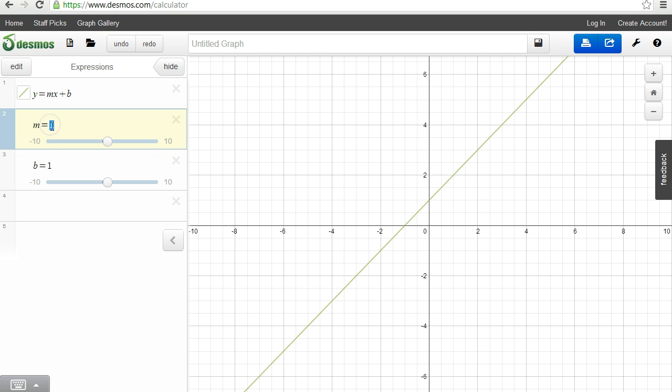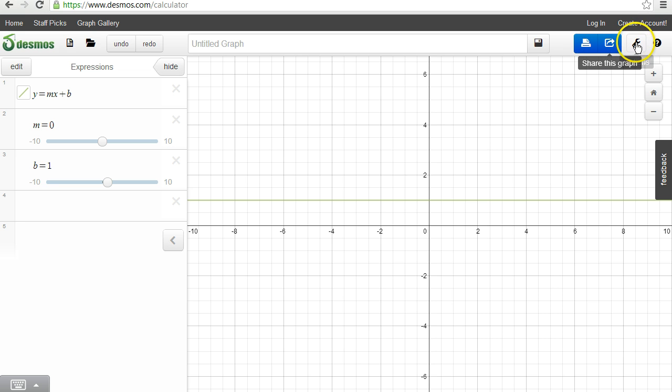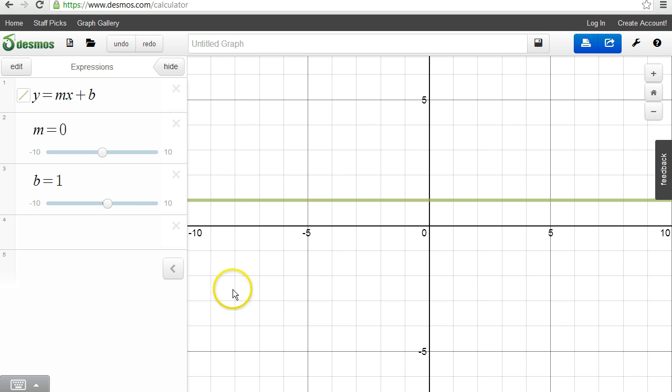Let me change it to m equals 0. What would happen if I change the slope equals 0? What kind of line would you get? Yeah, you get a horizontal line, as you can see. Do you see that? Okay, let me change it to projector mode so you can see it better. Does that make sense?